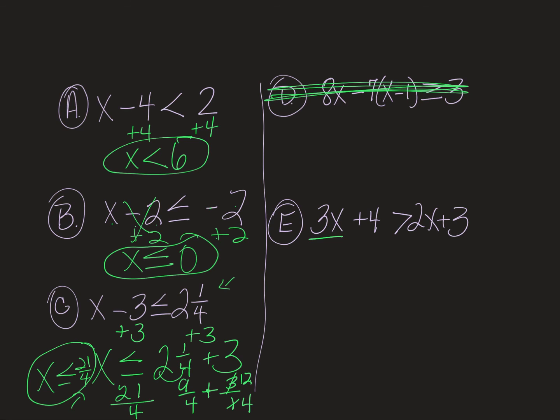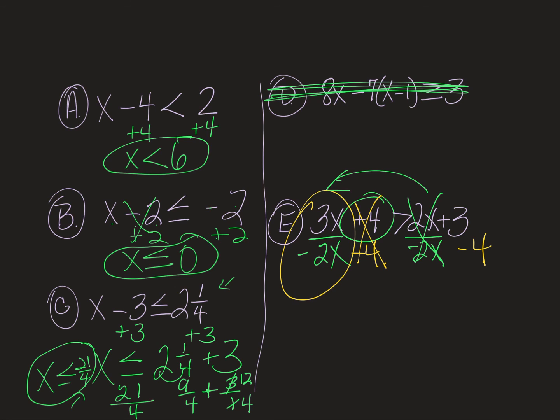Notice that you have a 3x here and a 2x here. I'm going to bring this 2x over to this side through its inverse operation, which is minus 2x minus 2x. That's going to cancel. I'm going to take this 4 over through its inverse operation, which is going to be minus 4 minus 4. That's going to cancel. Now, let's take care of this side first. 3x minus 2x is simply x. Bring down your inequality. 3 plus a negative 4 is a negative 1, and that is your final answer.